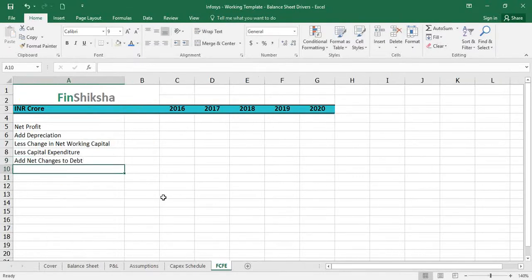We don't consider dividends here because dividends don't matter. You're assuming this is the capacity of the company to pay dividend. So that's your free cash flow to equity. That's broadly the free cash flow to equity.